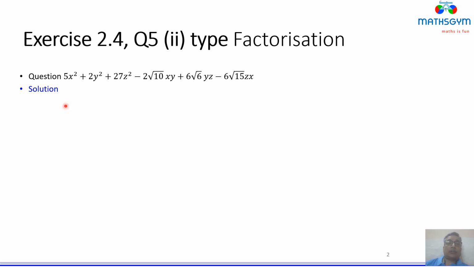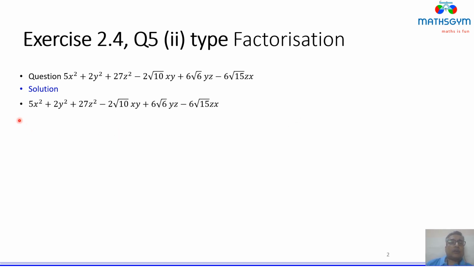So, the question here, as a reference point, is Question 5(2) from Exercise 2.4 of the NCERT textbook. This is a new question. It is 5x square plus 2y square plus 27z square minus 2 root 10 xy plus 6 root 6 yz minus 6 root 15 zx. We need to factorize this expression. By now you understand that it is of the type a square plus b square plus c square plus 2ab plus 2bc plus 2ca, and we will see how the solution unfolds.